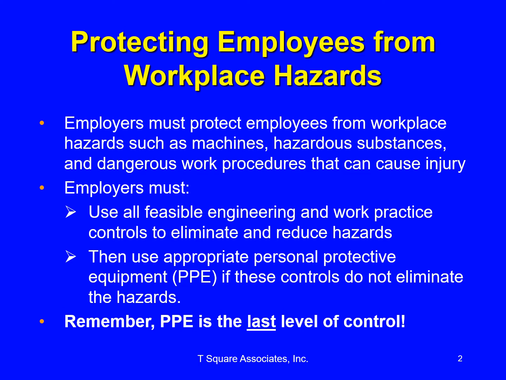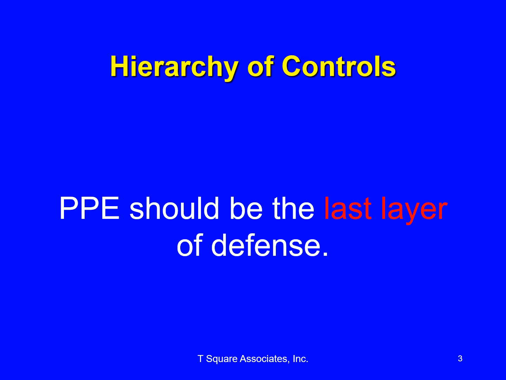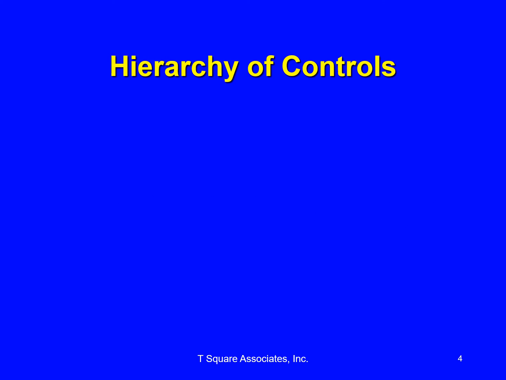In order to do that, we must use engineering and work practices, and then if those don't work, we're supposed to use personal protective equipment. As you can see, PPE, or personal protective equipment, is the last level of control. This is a hierarchy of controls.